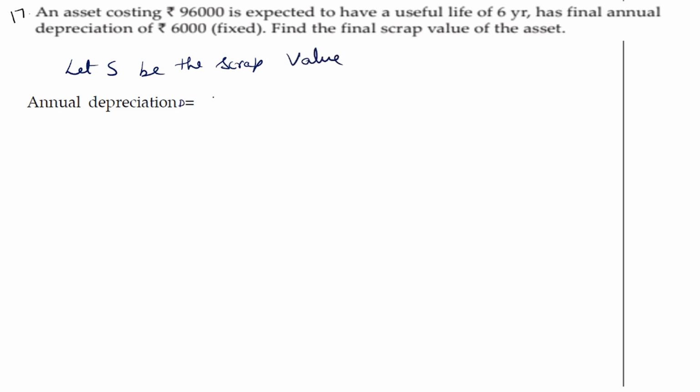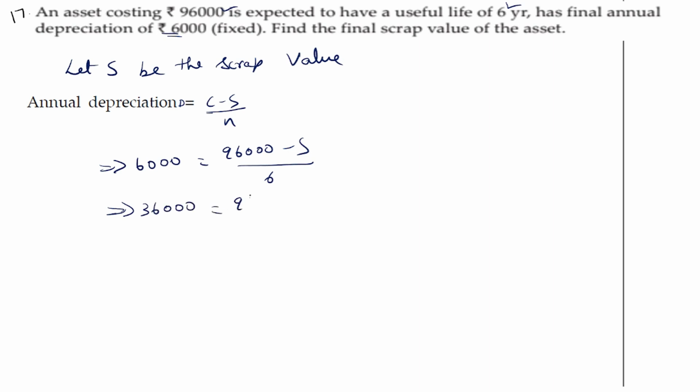Annual depreciation D is given by C minus S upon N. Depreciation is given as 6,000 equal to C, which is 96,000, minus S, upon N, which is 6 years. So from this we get 36,000 equal to 96,000 minus S, or S is 96,000 minus 36,000, which is 60,000. So this is the scrap value of the asset.